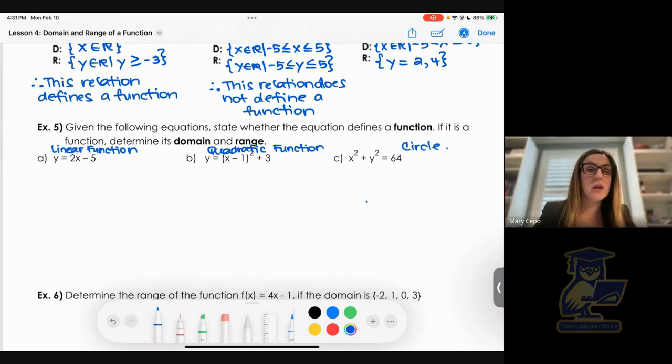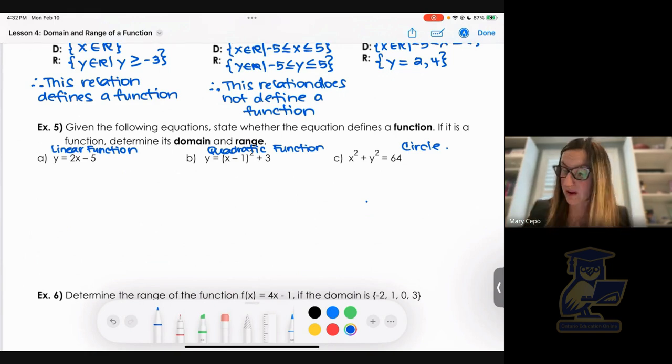Okay, so we're given the following equation. State whether the equation defines a function. If it is a function, determine its domain and range. So by definition, and notice that comes back time and time again, a function means that for each value of x, there's a unique value for y. So we know with linear functions, it's a straight line that keeps going and going and going.